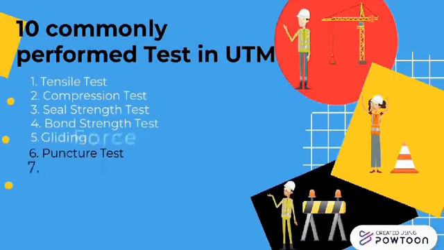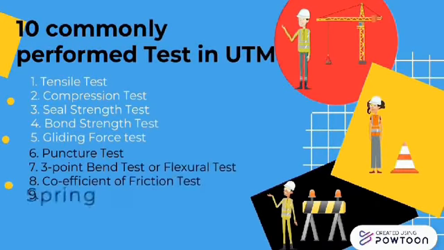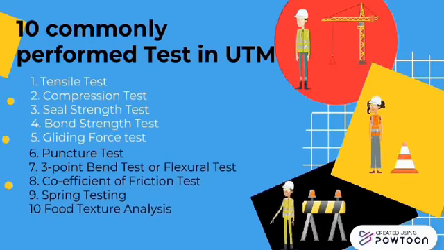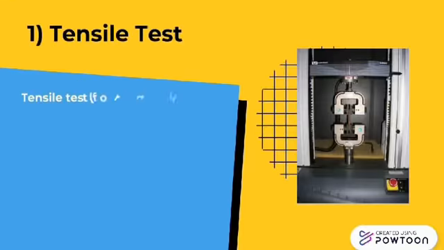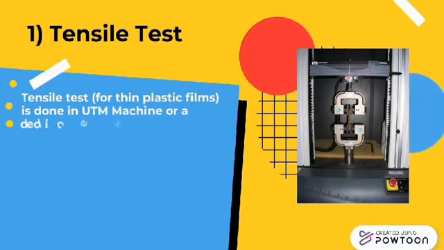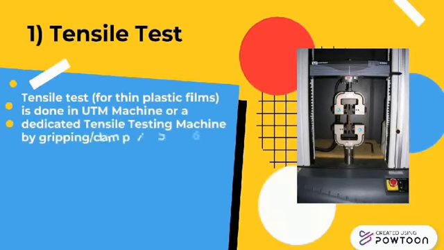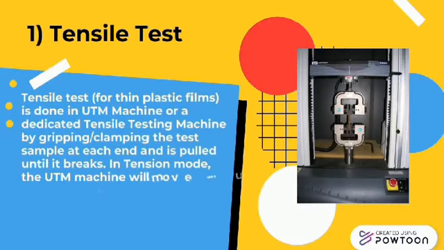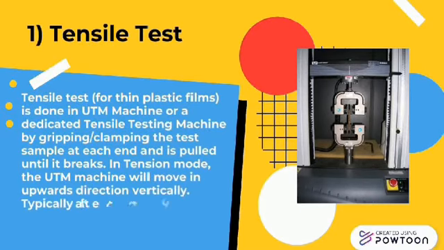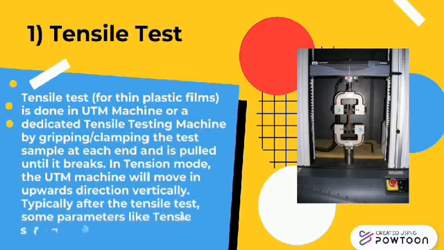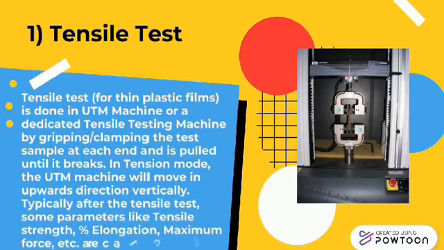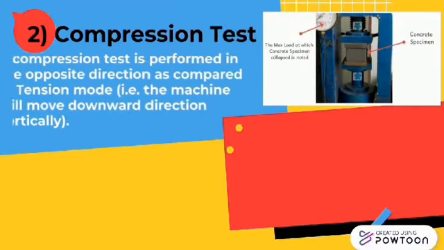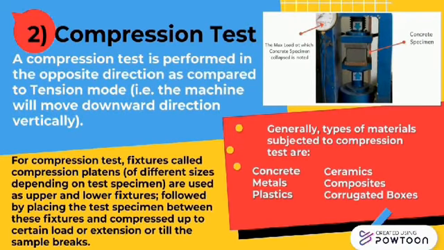We now move on to the 10 commonly performed tests in UTM. Tensile test. In tensile tests, it is where you clamp and pull the object in order to determine the object's tensile strength, elongation, and tensile modulus. Compression test. In compression tests, it is where you apply force into the specimen or object until it reaches the ultimate stress and breaks the specimen.